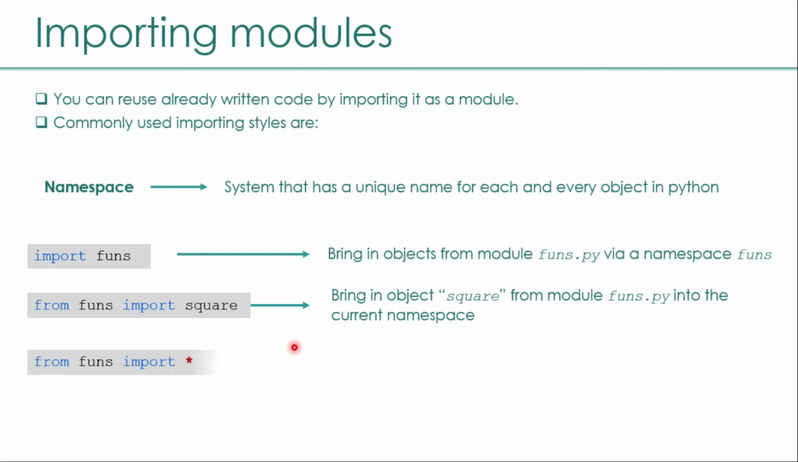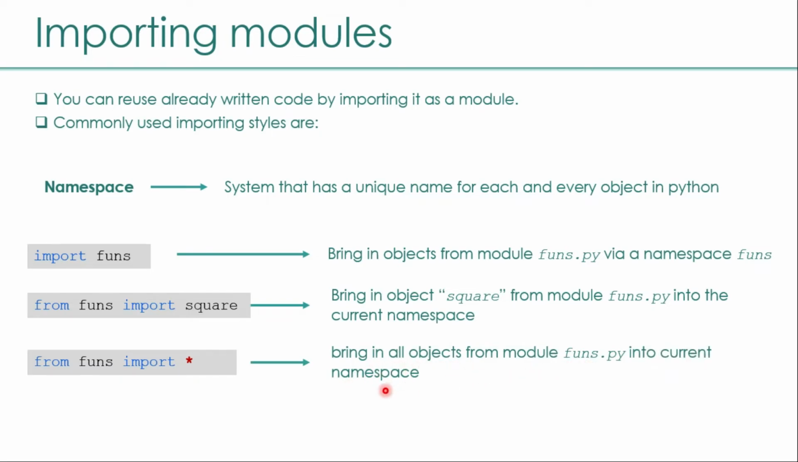And the last one is using the star: from funds import star. Star means import all the objects from the funds module into the current namespace. We will see these different styles of importing modules with examples.